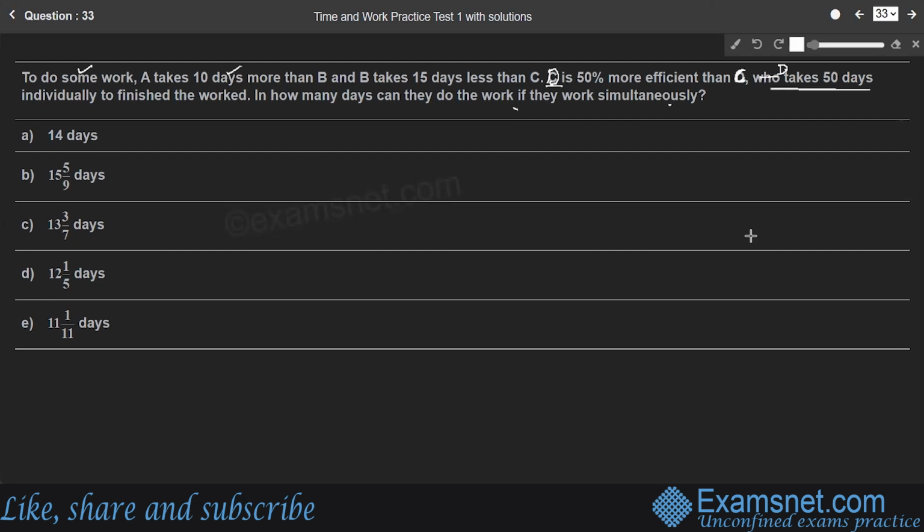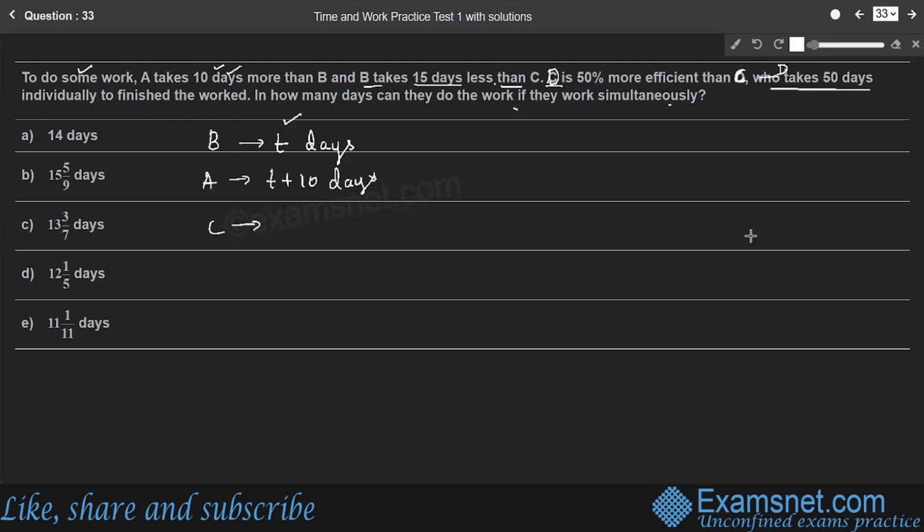So students, it is given that A takes 10 days more than B. So we'll consider B takes T days. If B takes T days to complete the work, then A takes T plus 10 days. And it is given that B takes 15 days less than C. So if B takes T days, then C takes T plus 15 days. That means C takes 15 days more than B, and vice versa.